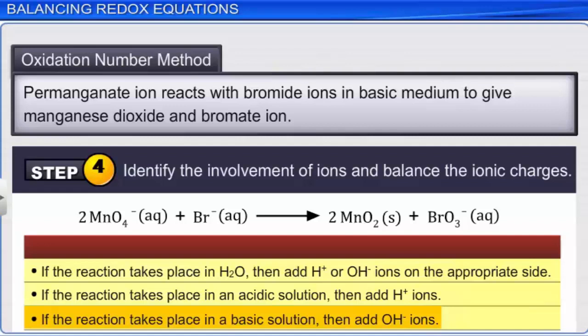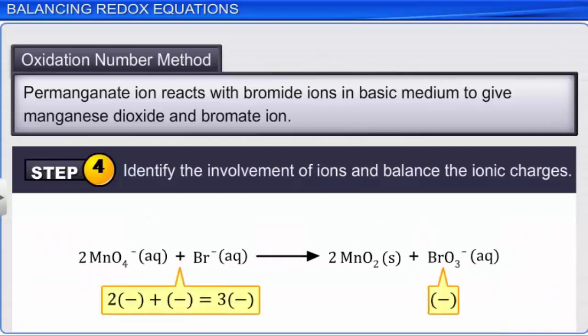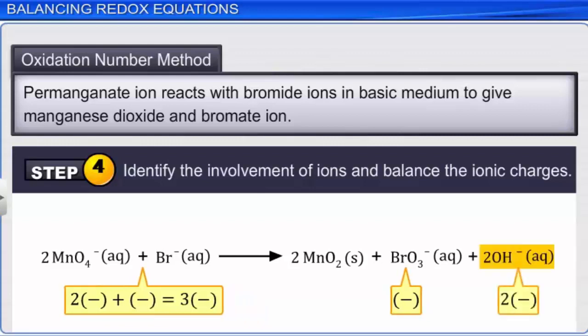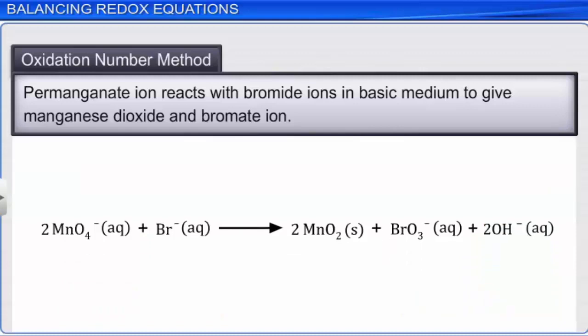As the reaction occurs in the basic medium and the ionic charges are not equal on both sides, we need to add 2 OH minus ions to the right side of the equation, so that the ionic charges are balanced. Finally, balance the number of hydrogen atoms. This can be done by adding H2O molecules to the reactants or products as applicable.